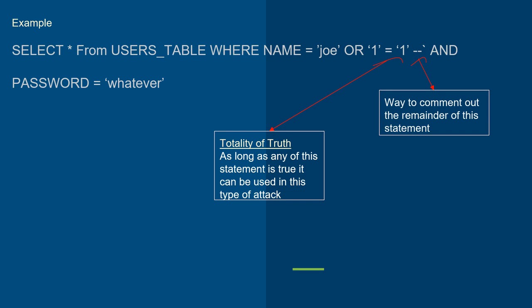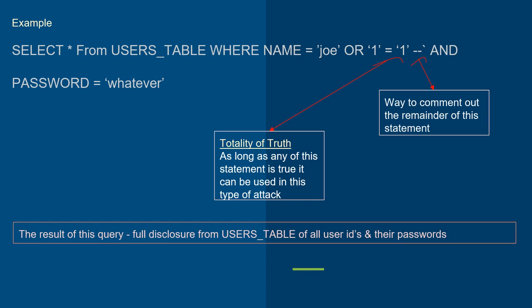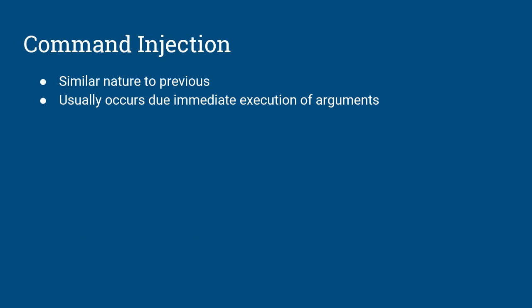Sometimes the attacker will purposefully put in the SQL injection attack hoping to receive some sort of error message that indicates the type of database that is actually running. That helps them to craft their SQL statement better or specific to that type of database, whether it is Oracle or MySQL, etc. The result of this query, when executed, will divulge full disclosure from the users table of all the users' IDs and their passwords.